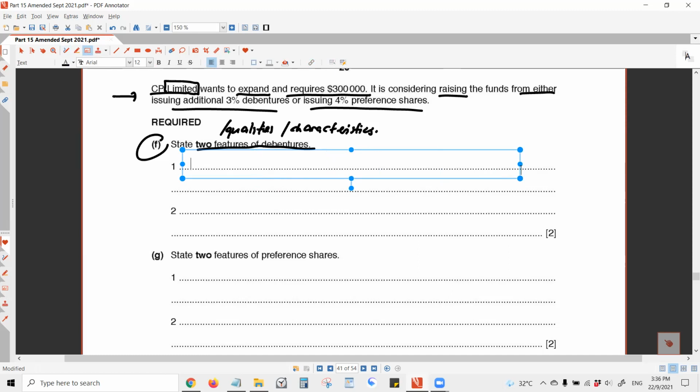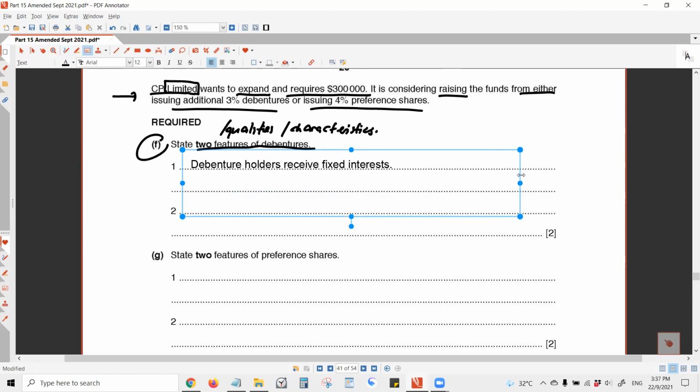You can talk about the fixed interest. Debenture holders receive fixed interest. Secondly, you can talk about they don't have voting rights. If you want to write in short form, you go on and write. But in the exam, you must write in full, full answers like what I have here.